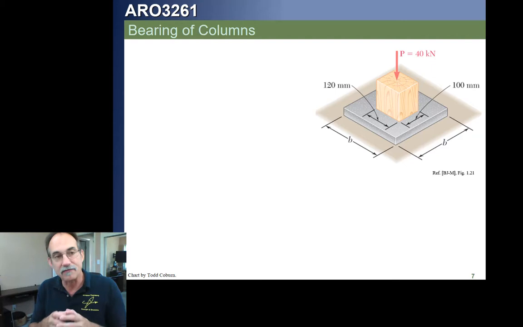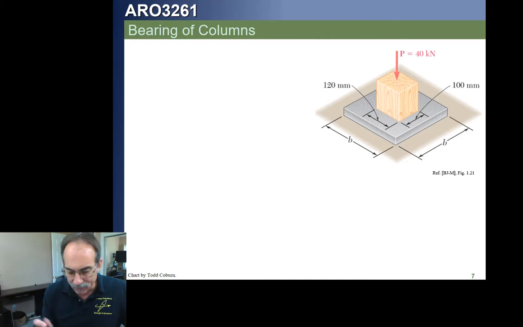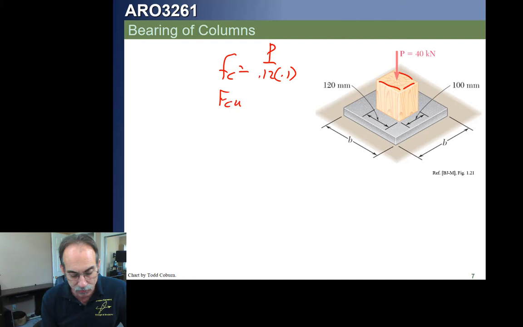So actually, if we turn on our little pen, we see that first we're going to have this force acting on this area. So our stress is just going to be P over 0.12 times 0.1, right? That's our compressive stress. We would get our F sub CU divided by our F sub C, minus 1, is our margin of safety. Actually, we'd also want to check stability once we learn how to do that.